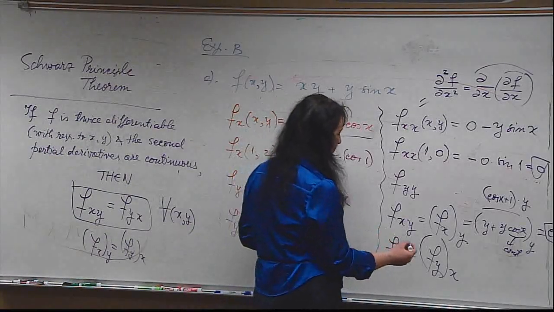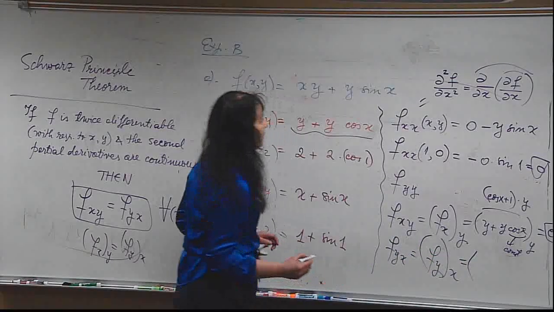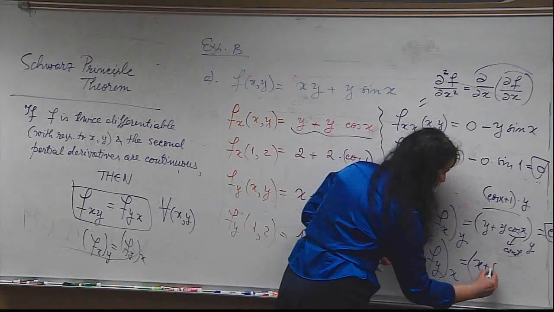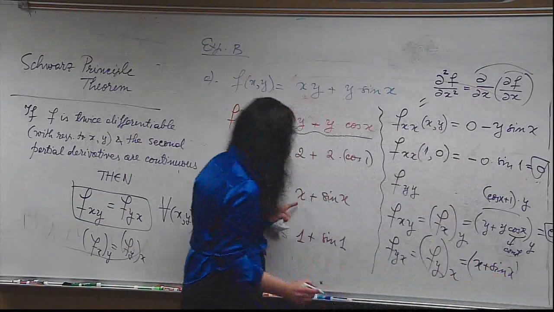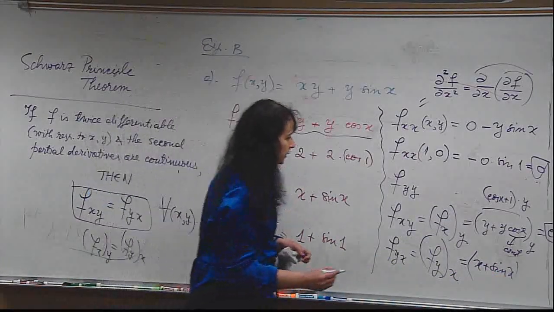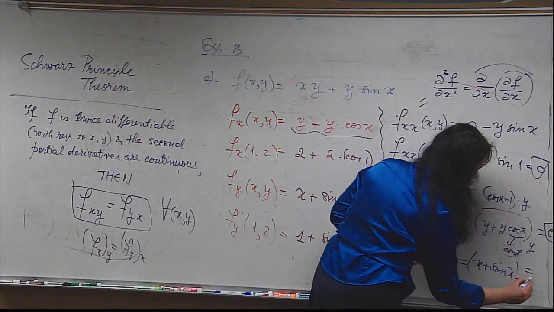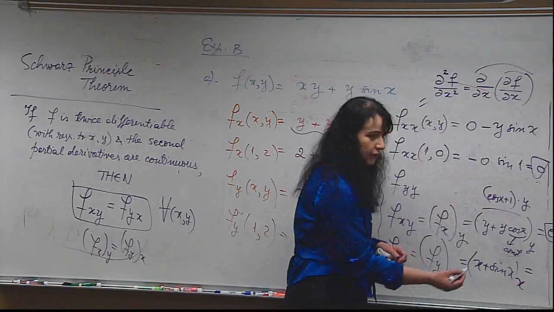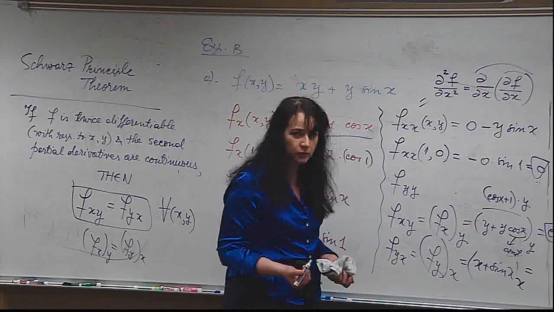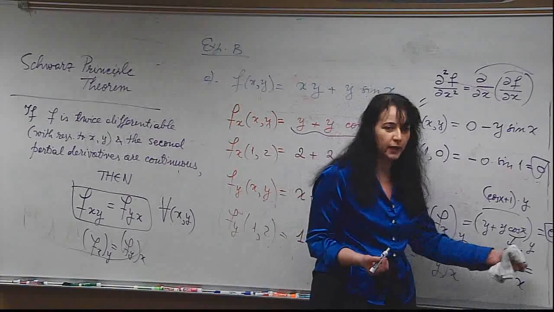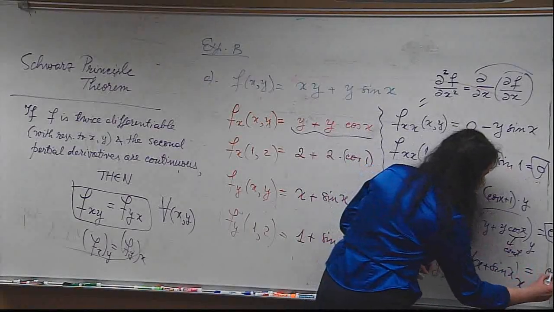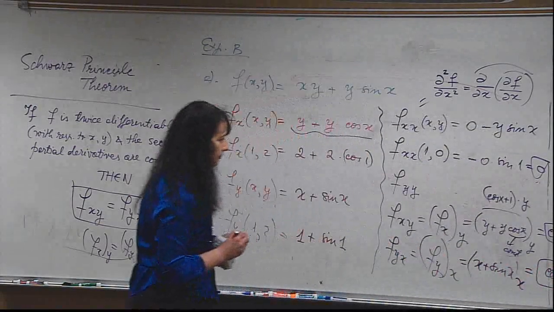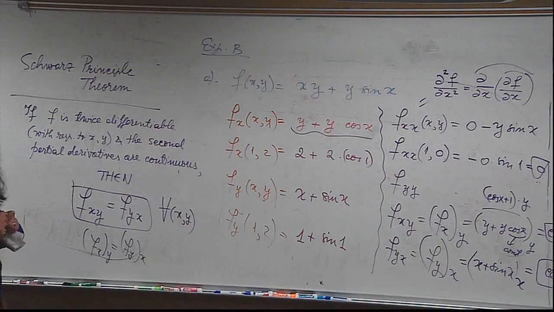f sub yx is going to be: I take it from here, and I prime again with respect to x, and I get the same thing. I don't know, maybe I'm dyslexic. I go from the right to the left. I don't know what's the matter with me. Instead of saying 1 plus, I go cosine of x plus 1. So it's the same thing.